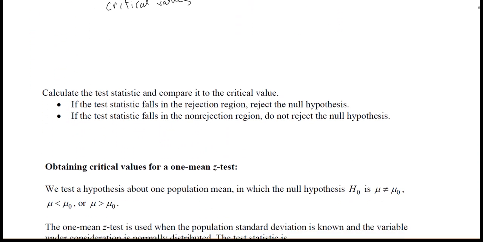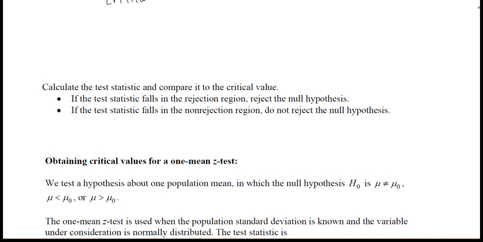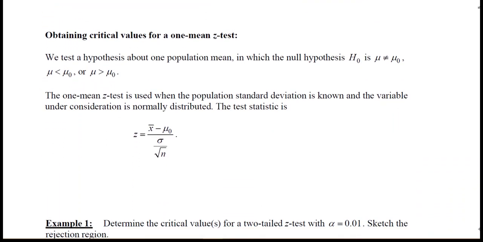Okay, so basically what we're going to do is calculate the test statistic, compare it to the critical value, and examine whether we fall into the rejection region or not. And that's going to tell us whether we reject the null hypothesis. Okay, so how do we find the critical values?